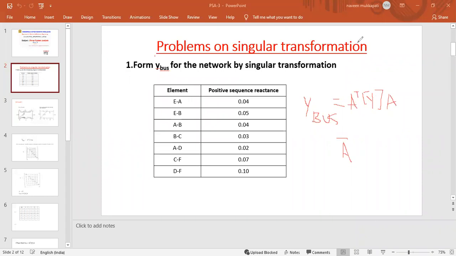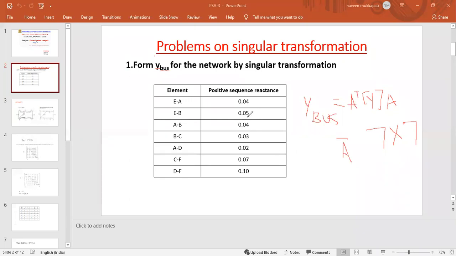These are all the diagonal elements. How many elements are there? 1, 2, 3, 4, 5, 6, 7. We have 7 elements in this network or single line diagram. Seven elements means the dimension of this Y bus matrix is 7 by 7.